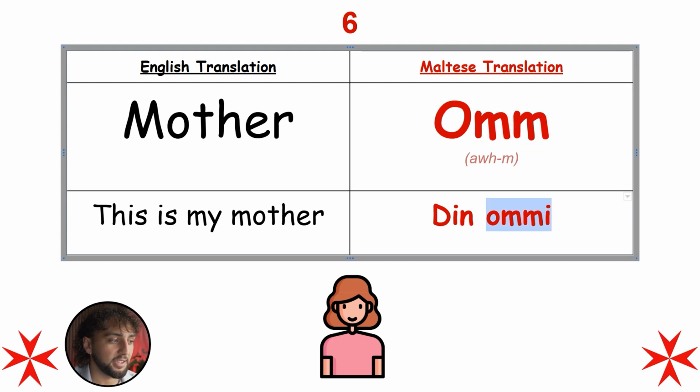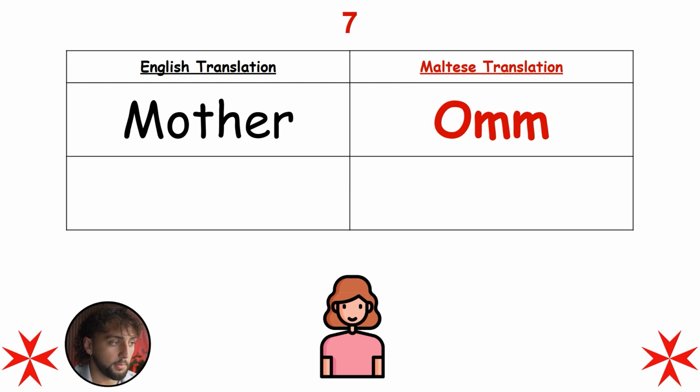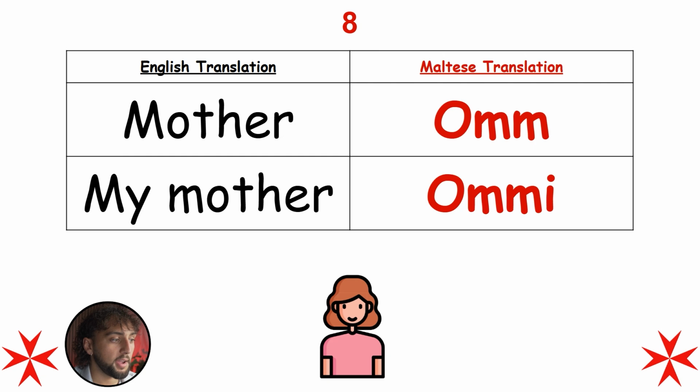Well, let's take a look at the difference in meanings. As I said, om means mother, but adding the letter e to the end of it, which is how we pronounce the letter I in Maltese, makes the translation my mother. And for that, we say ommi, as you can see on the screen there. But why do we do that? Where does the Maltese letter e come from?